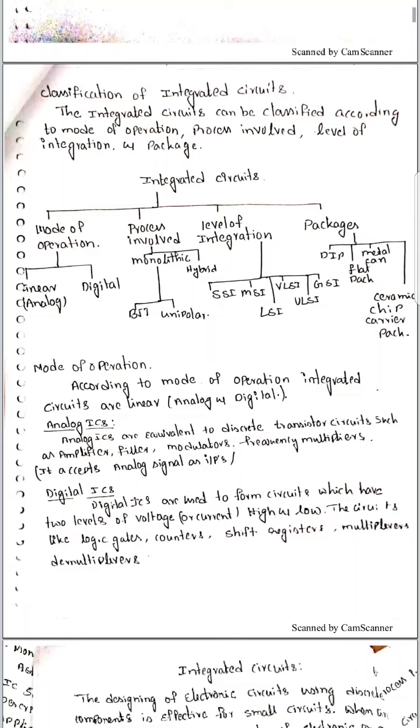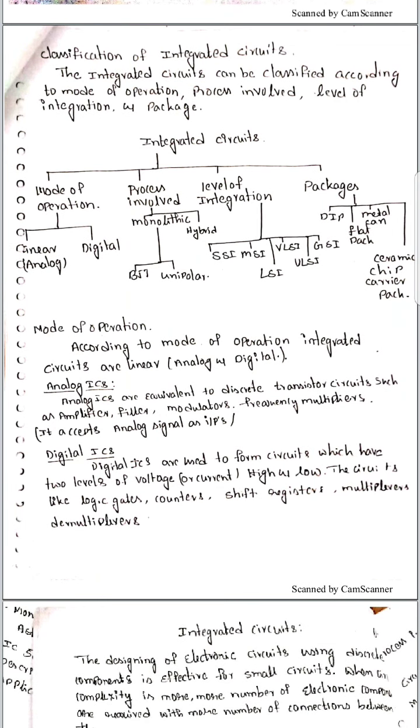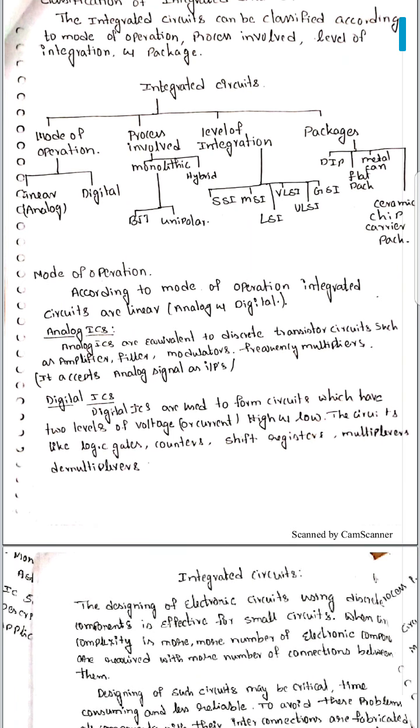In mode of operation we have linear and digital, and in process involved we have monolithic and hybrid. In monolithic we have BJT and unipolar. For level of integration we have SSI, MSI, LSI, VLSI, ULSI, GSI, and the last one is packages. In packages we have DIP (dual in-line package), metal can, flat, and ceramic chip carrier packages.